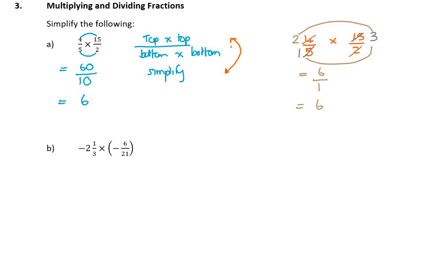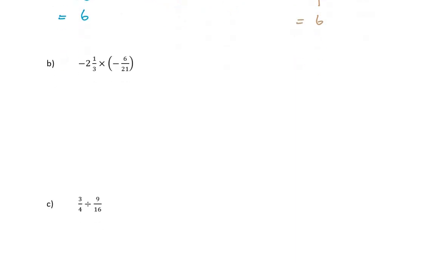So those are our two basic methods for multiplication. They're basically just opposite orders. Top times top, bottom times bottom, and then simplify, or simplify first, and then do your top times top, bottom times bottom. Right, let's have a look.